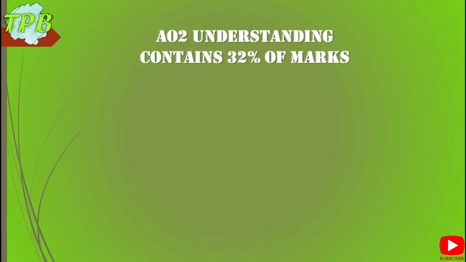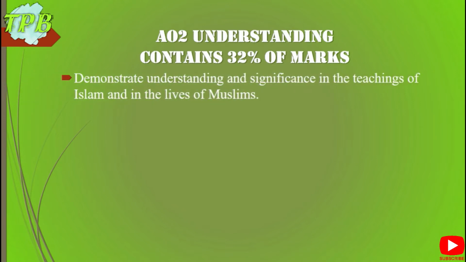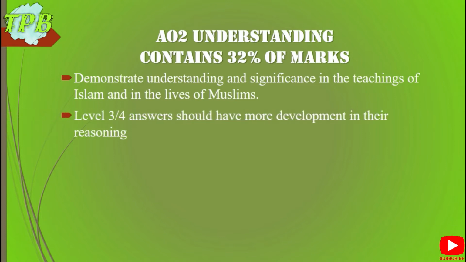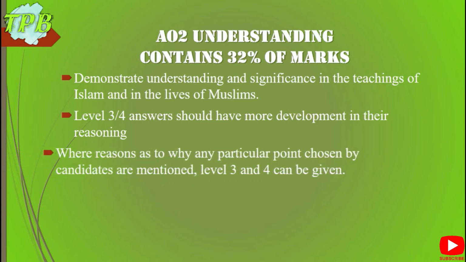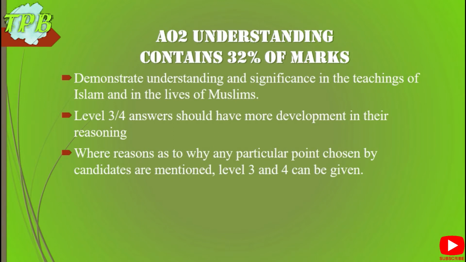The four marks question is based on assessment objective 2, that is understanding, and contains 32% of marks. This question demonstrates understanding and significance in the teachings of Islam and in the lives of Muslims. A Level 3 or 4 answer should have more development in its reasoning, where reasons as to why any particular points chosen by the candidate are mentioned. Level 3 and Level 4 can be given.